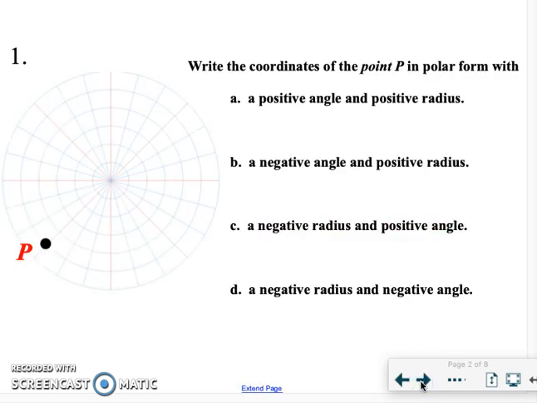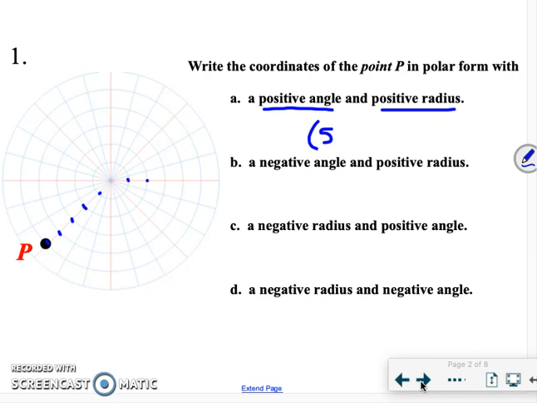You're going to see a problem like this on tomorrow's quiz where you're given a polar graph and you're given a point that's plotted. So our job is going to be to identify the coordinates of point P. Again, if we're looking at this and we need to identify a positive angle and a positive radius, I'm going to begin by looking at how far we went out. So it looks like we went out 1, 2, 3, 4, 5 units. So my positive radius is 5.